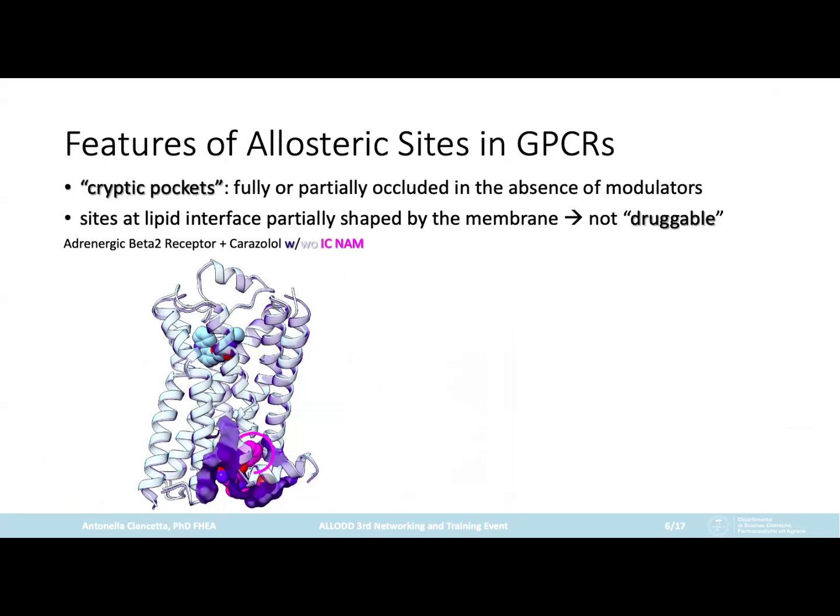So there is some sort of side chain flexibility that happens when the allosteric modulator is bound that cannot be predicted by just looking at a static picture of the receptor without the modulator bound. Another aspect, especially of the pockets at the protein-membrane interface, is that the membrane shapes and takes part in the definition of the binding site, which, from the medicinal chemistry perspective, we didn't used to take into account when defining what is a druggable pocket.